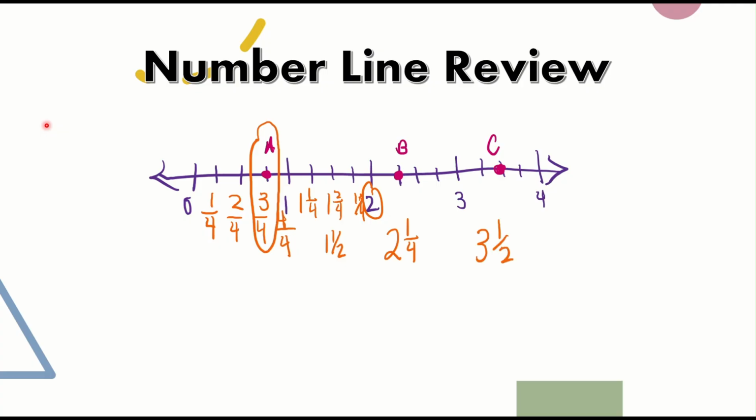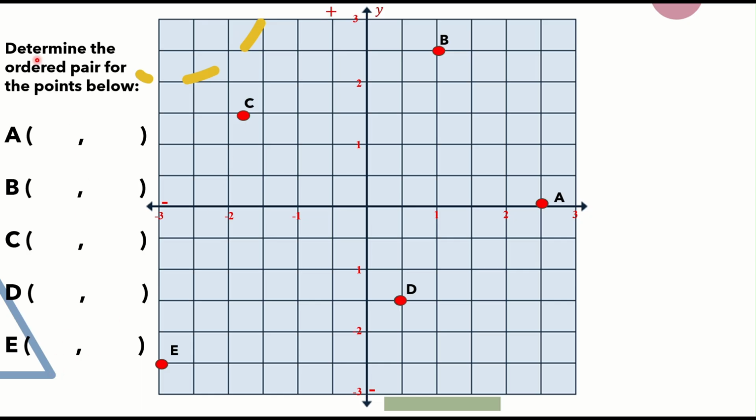Now, let's apply what we just learned to a coordinate grid. Determine the ordered pair for the points below. So in this case, we're doing the same thing that we did earlier, but now we have rational numbers. Now remember, rational numbers can either be fractions or decimals, but we'll keep it fraction for this example. So again, if we know that this is 0, and then that this is 1, I have two spaces between. So in this case, this would be a half, and then half plus half gives me 1 whole. So we know that each interval is a half.